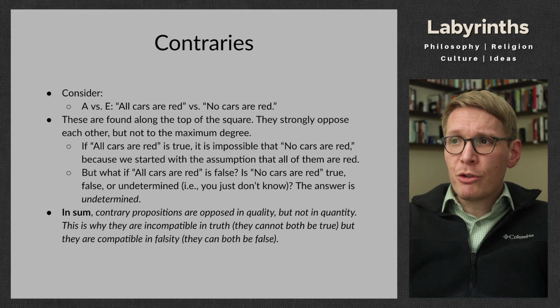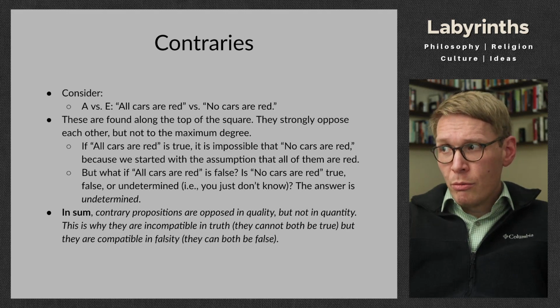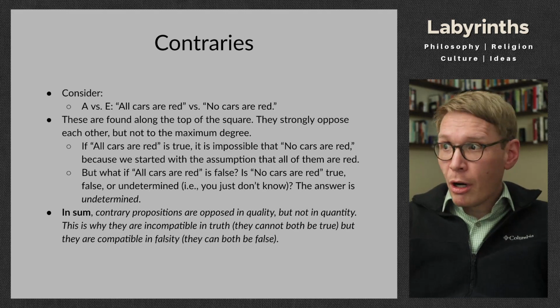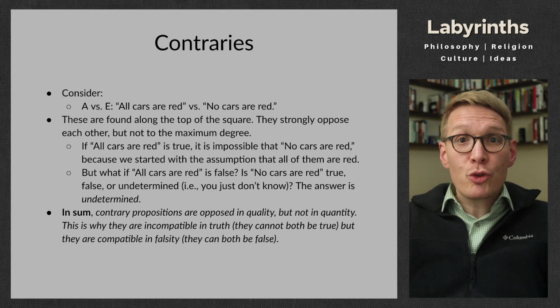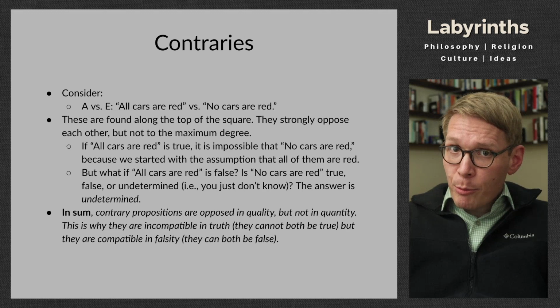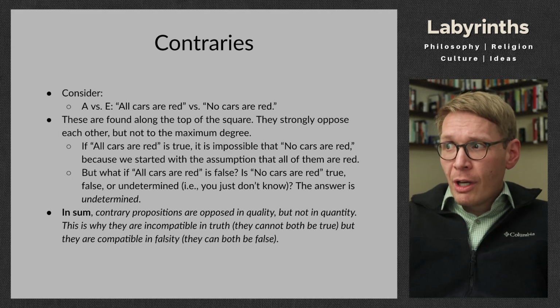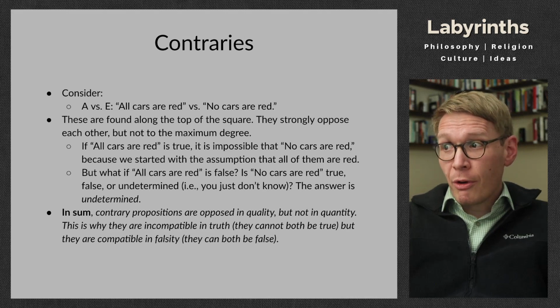They do strongly oppose each other, as Hauser reminds us, but not to the maximum degree. A couple options here. So if all cars are red is true, then it's impossible that no cars are red, okay? Because I'm acknowledging it's true that all cars are red. So we can know that the contrary of a true proposition is going to be false. But remember what we saw about a proposition's truth value being undetermined. What if all cars are red is false, right? In that case, is the contrary proposition, no cars are red, true? Is it false? Or is it undetermined? Well, the answer is undetermined.